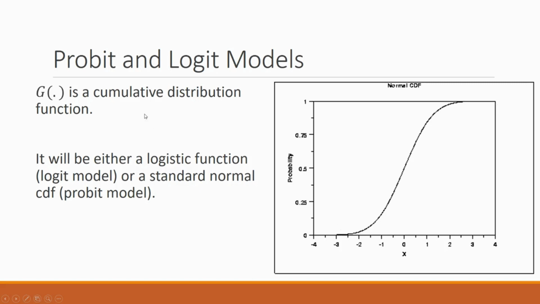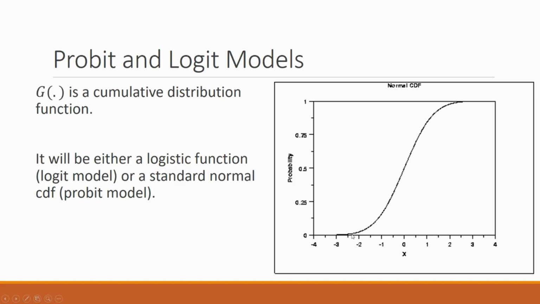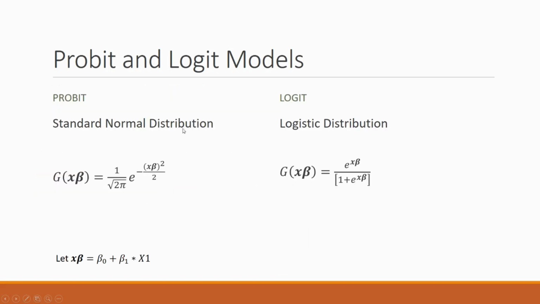All right, now we can see that a cumulative distribution function is bounded between 0 and 1. It's always greater than 0, and it's always less than 1. So this is a perfect function to use here. If we want to make sure that the probability is greater than 0 and less than 1, then we can use a cumulative distribution function to constrain our values between 0 and 1. And so that's what we do.